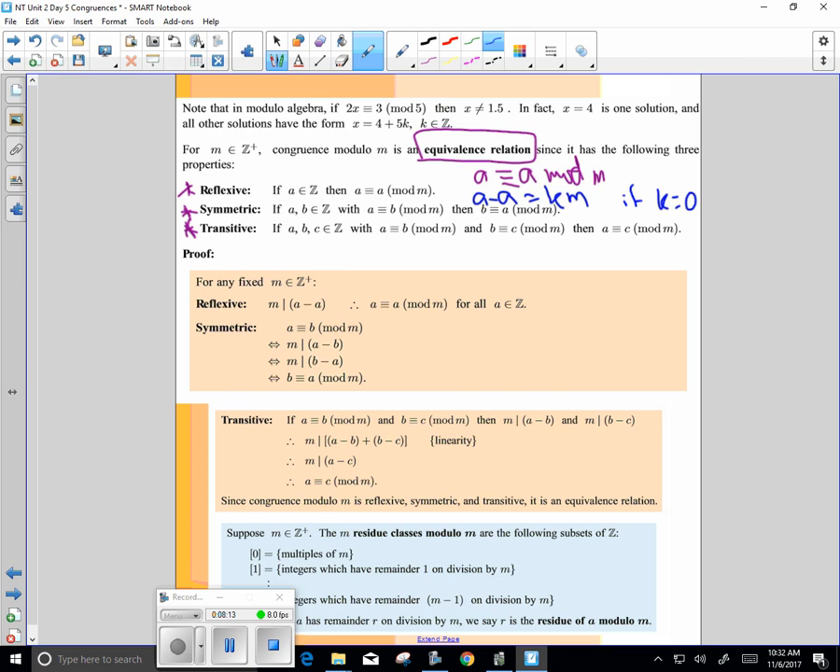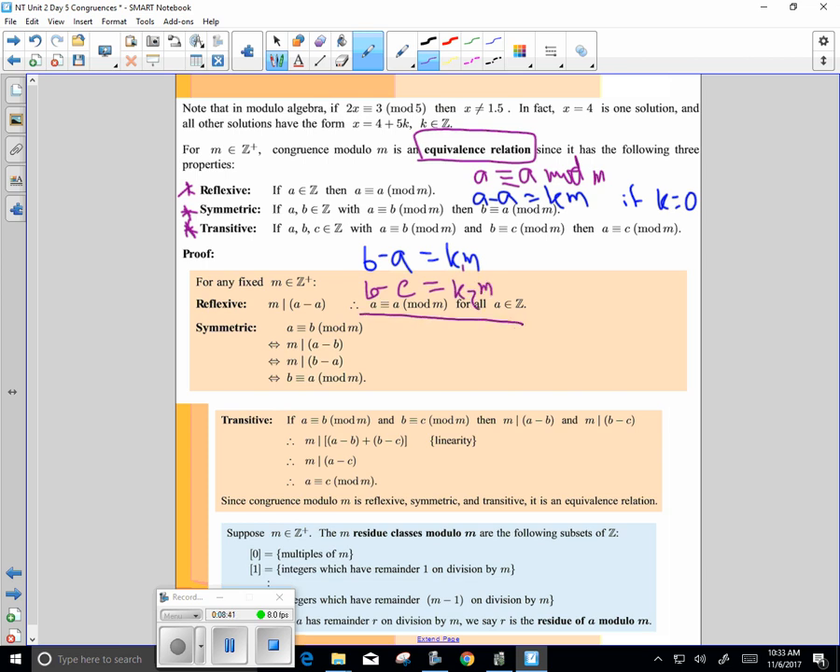So that's symmetric, and then transitive. That one's kind of easy. If you go A is congruent to B, that's going to be B minus A is equal to K1 times M. What would B congruent to C look like? Tell me what that mathematical sentence would be. B minus C is equal to K2 times M.